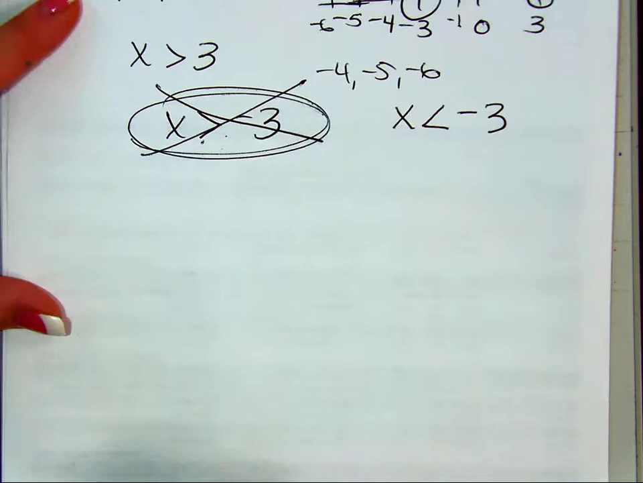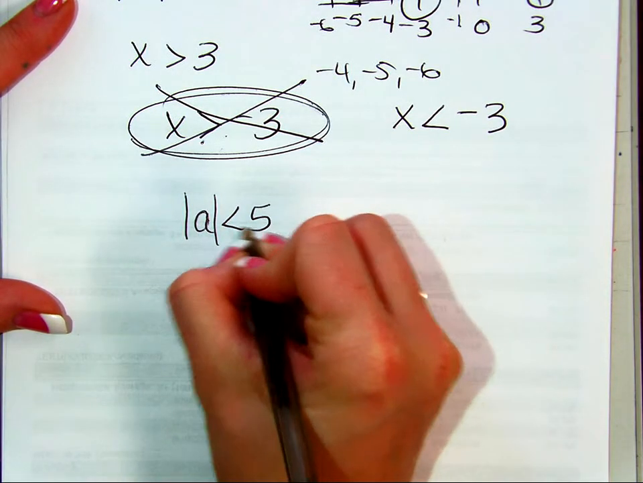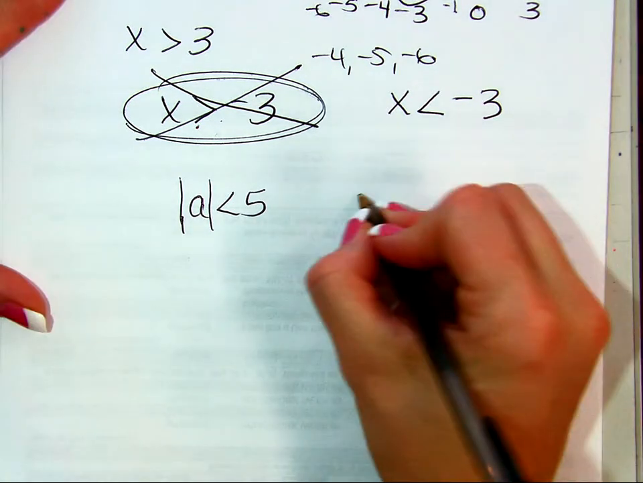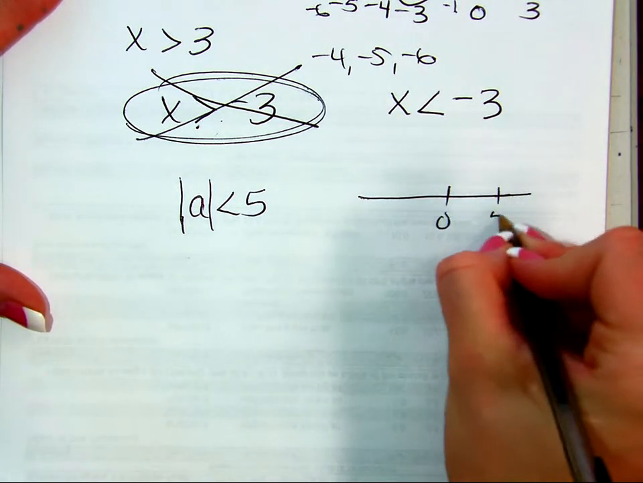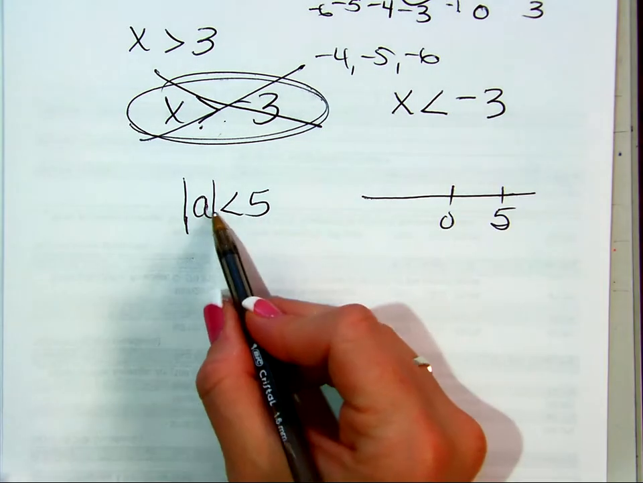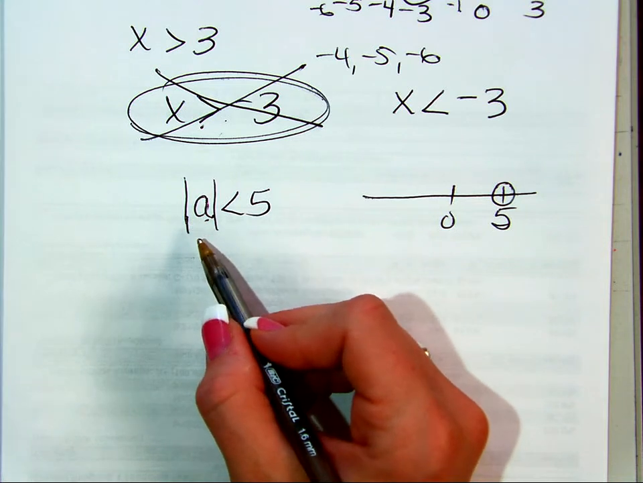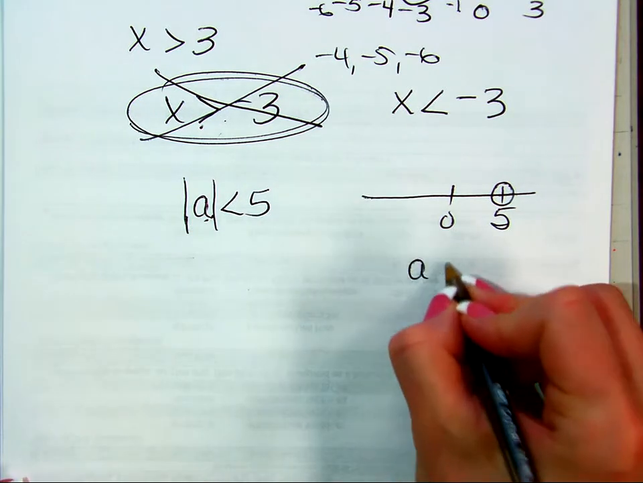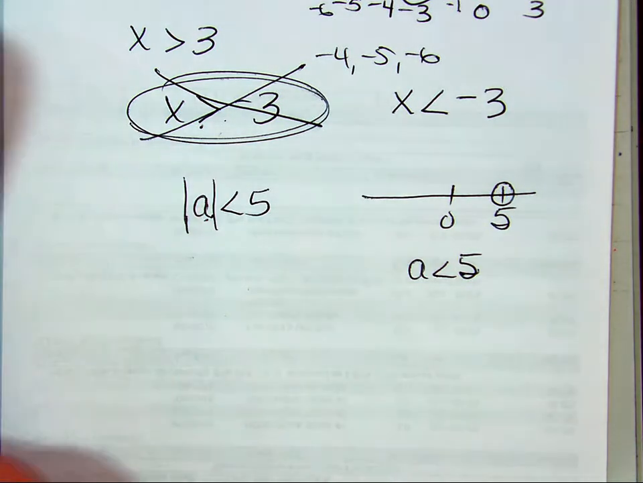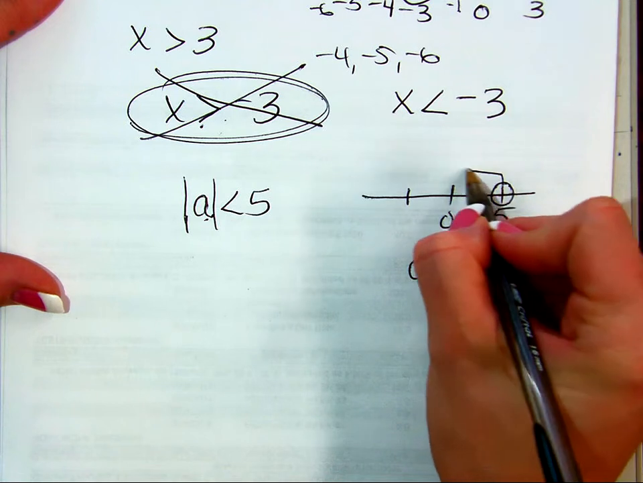So let's do another one. Let's take a less than 5. The absolute value of a can be less than 5. So let's think of this. If this is 0 and this is 5, a could be what? 4, 3, 2, 1, whatever, right? So a could be less than 5, which is exactly what you're looking at for your first one. Remember I said that's the easy one. But couldn't a also be what?